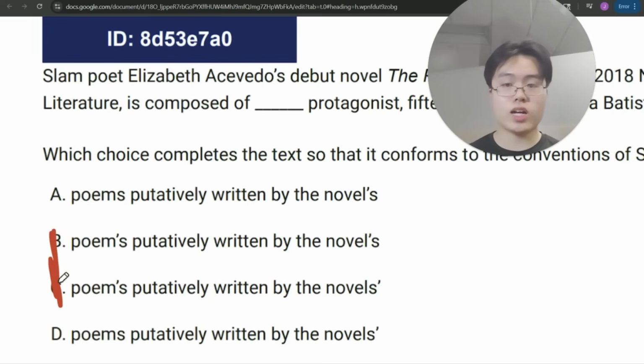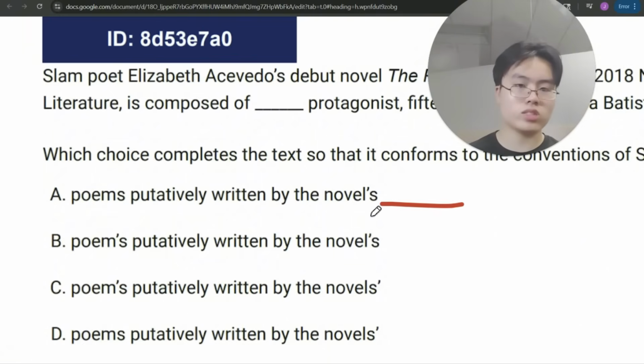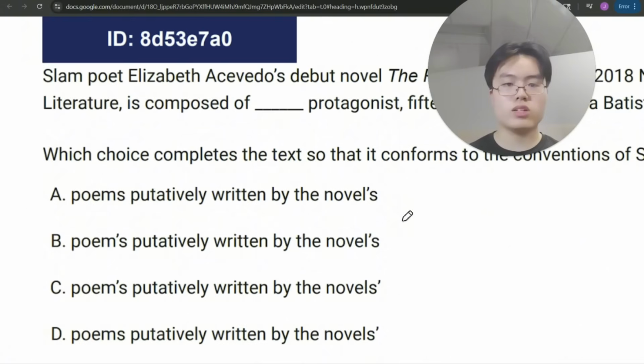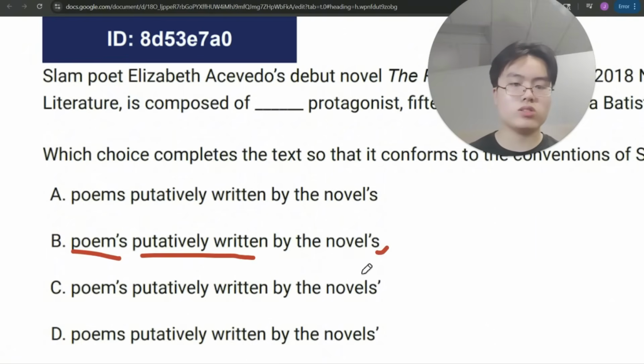Actually, a lot of the time, probably half the time, you can get the answer right away just by doing that. So okay, does it make sense for this to possess that? Yes. Okay, and then the other ones don't make sense, and then that's the answer. The apostrophes aren't in the right place. Okay, but with this one, we can only eliminate A, B, and C because putatively written is a verb, right? It doesn't make sense for poems to possess an action. Also, if you see a comma here, literally the next thing that includes punctuation, so if you see a comma here, that's wrong.